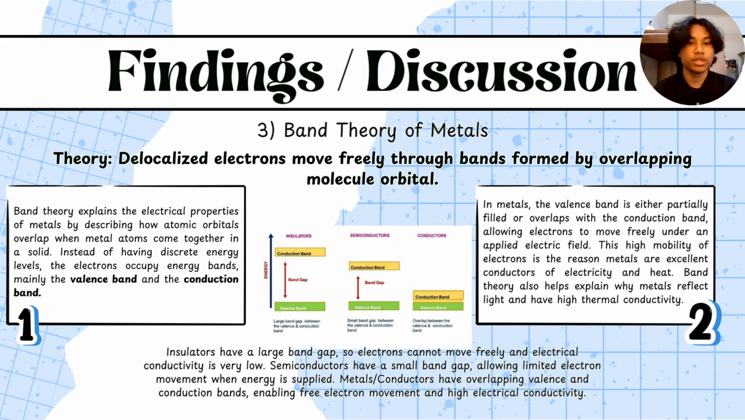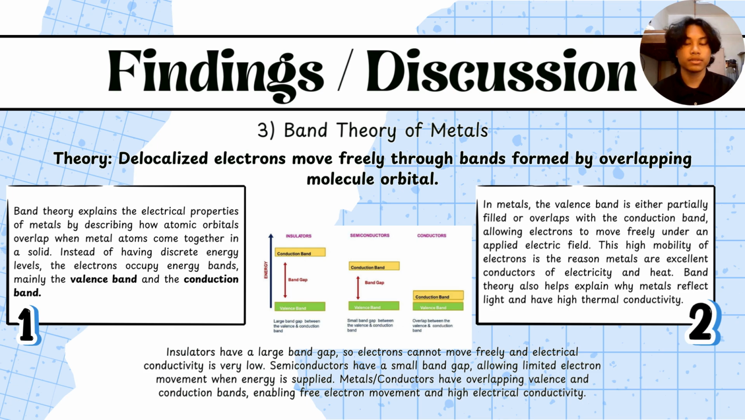In metals, the valence band is either partially filled or overlaps with the conduction band, allowing electrons to move freely under an applied electric field. This high mobility of electrons is the reason metals are excellent conductors of electricity and heat. Band theory also explains why metals reflect light and have high thermal conductivity.